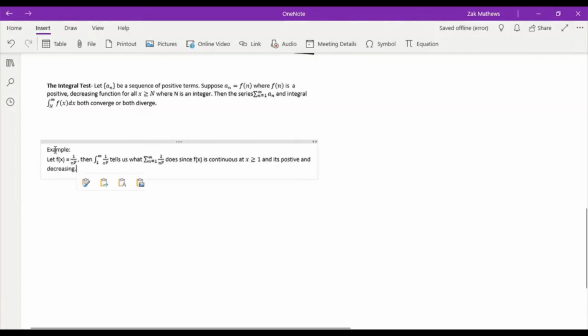So let's think of an example. Let f of x equal 1 over x to the p, then the integral from 1 to infinity of 1 over x to the p tells us what the series from n equals 1 to infinity of 1 over n to the p does. Since f of x is continuous, as long as we're not at 0, which we're saying x is greater than 1, and it's positive and decreasing. That has to be true. It's obviously a positive number, and those things are going to become smaller and smaller if p meets certain criteria. So we are going to have to set p so that we do in fact have that decreasing structure.